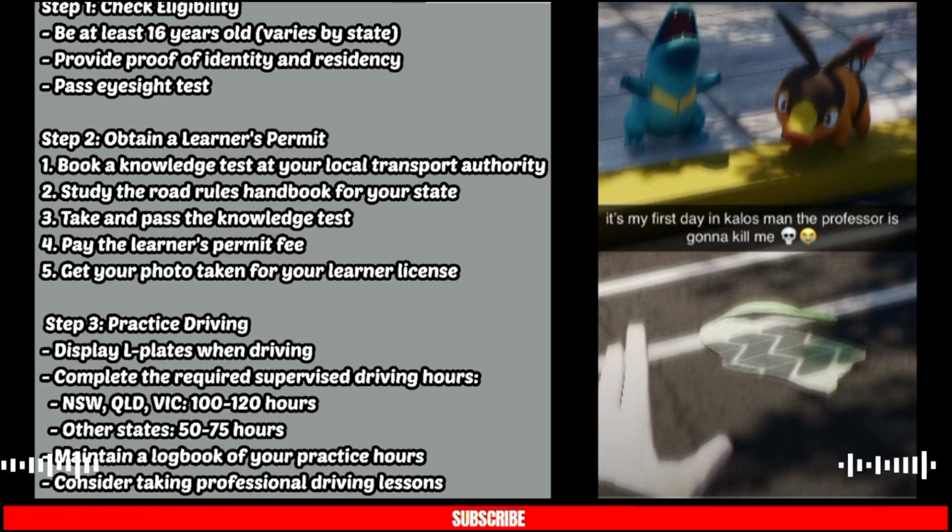It varies by state. Provide proof of identity and residency. Pass an eyesight test. In step number 2, obtain a learner permit. Book a knowledge test at your local transport authority. Study the rules handbook for your state. Take and pass the knowledge test.